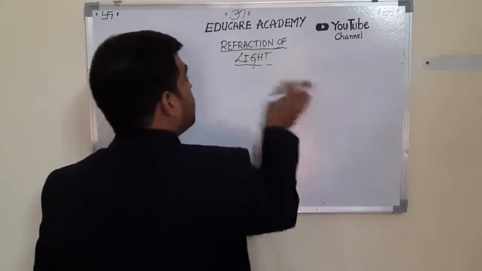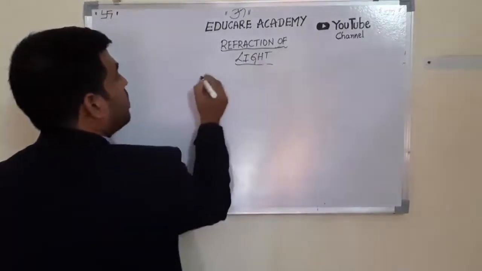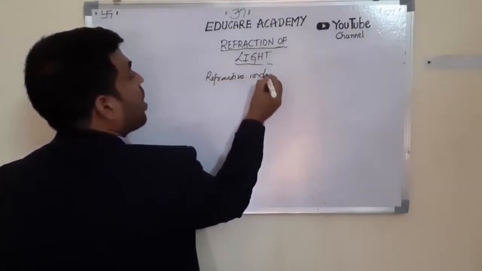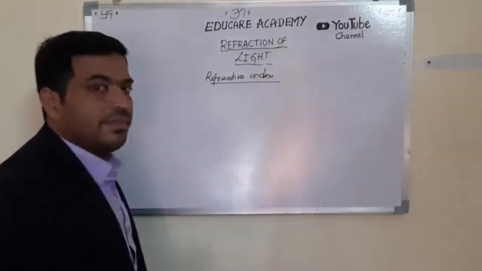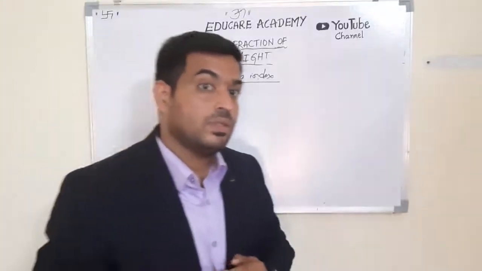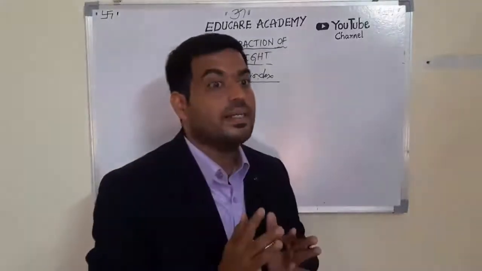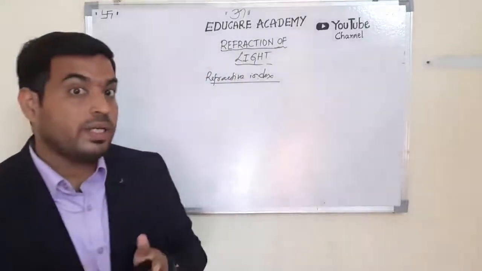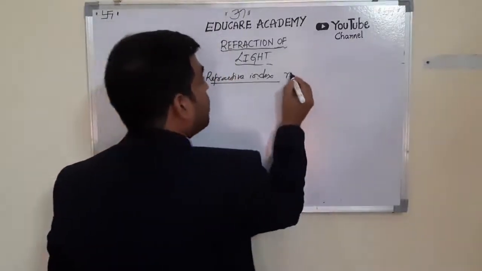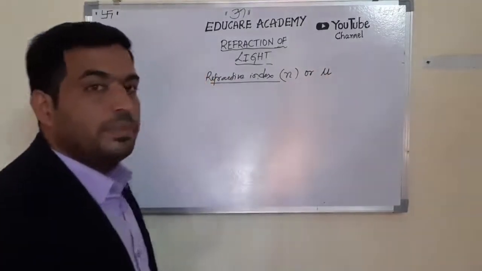we'll see two things over here. The one is refractive index. So refractive index does not have any unit. It is a numerical value which tells us about the property of a density of the medium. If a refractive index is more, the optical density is also more. For example, the refractive index is denoted by letter N, or in some books it is also denoted by mu.